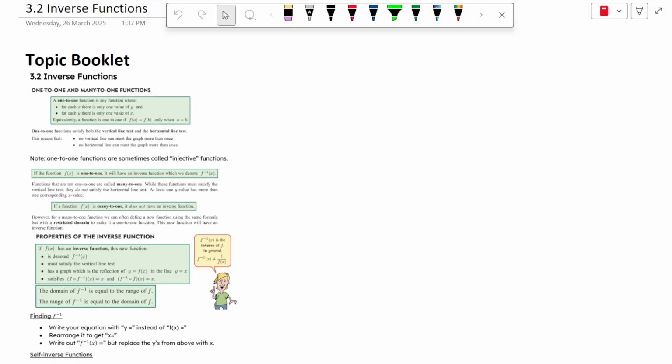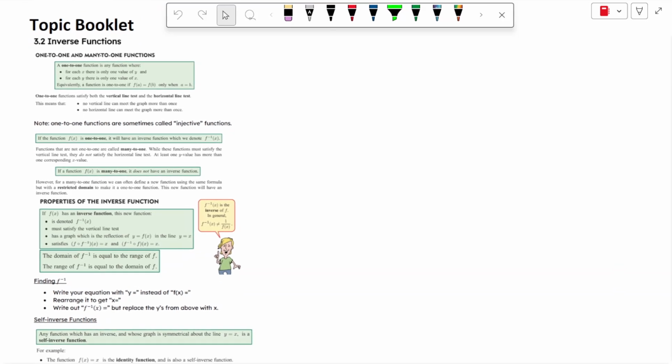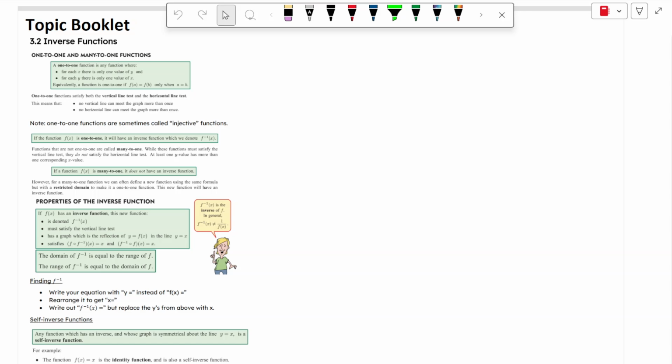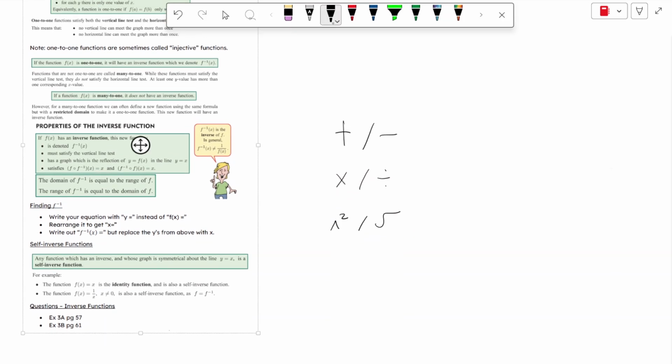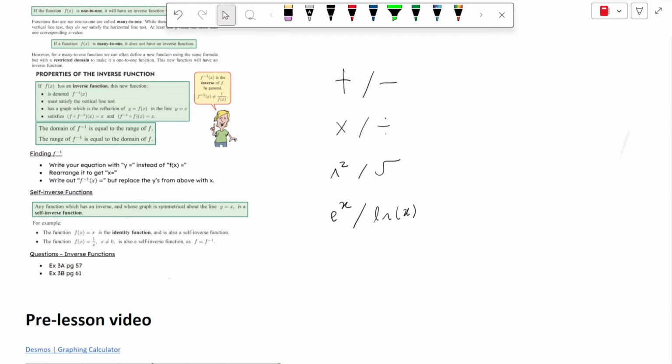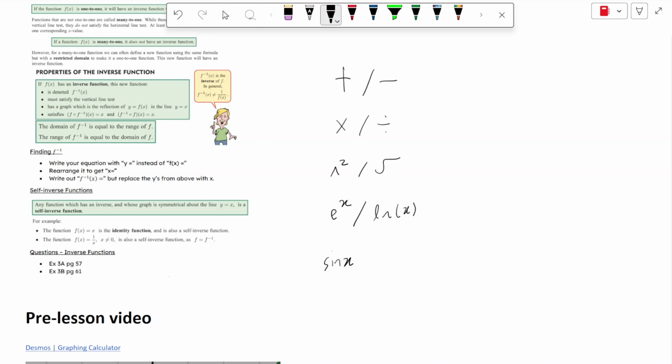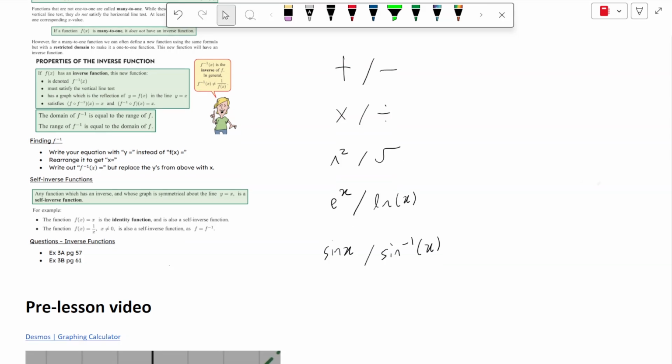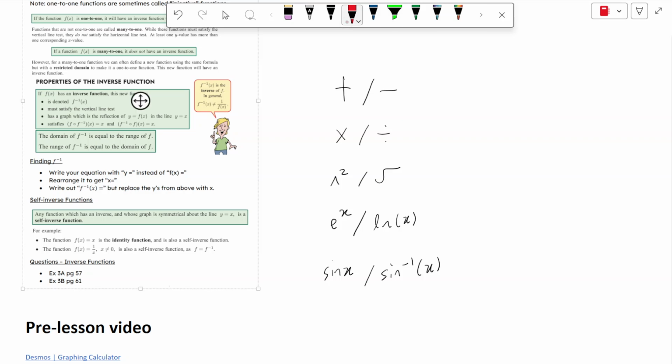Alright, in this video we're looking at inverse functions. So inverses are kind of familiar in mathematics. You have plus being the opposite of minus, times being the opposite of divide, squaring being the opposite of square rooting, an exponential being the opposite of a log, and sine of x being the opposite of inverse sine of x. So those are all examples of inverse operations.